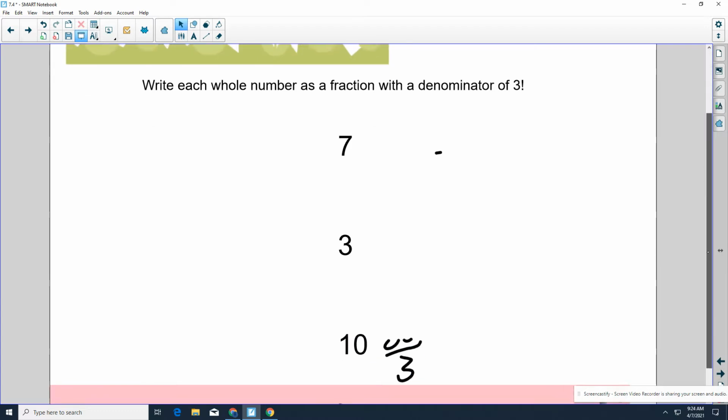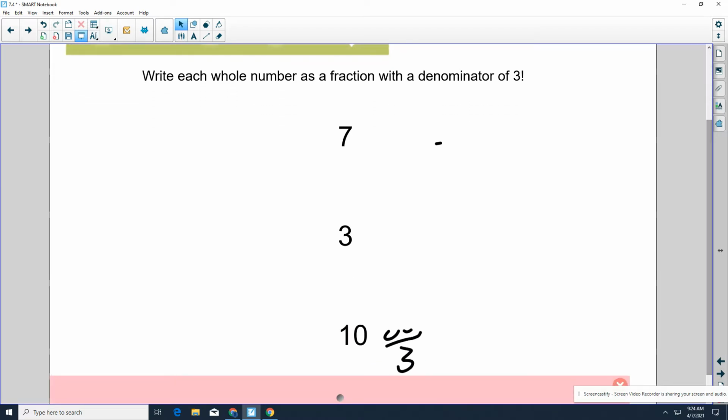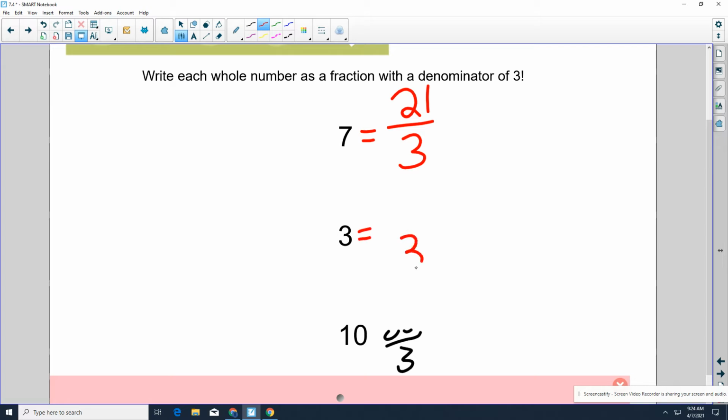And then we're going to do the opposite, a little bit different here. We're going to take each whole number and raise a fraction with a denominator of 3. Well, in order to do that, I obviously want to write my denominator of 3, and I just take my whole number times the denominator of 3, which is 21, so I get 21 thirds. I could check that by dividing it out and see that 21 divided by 3 is indeed 7.